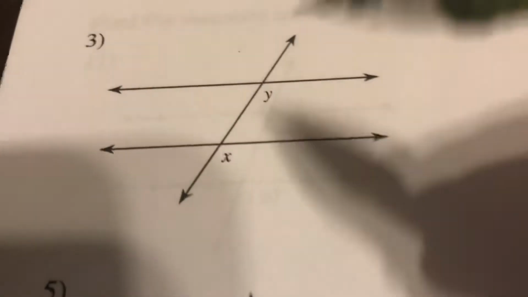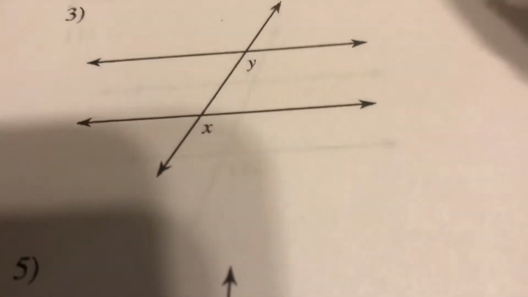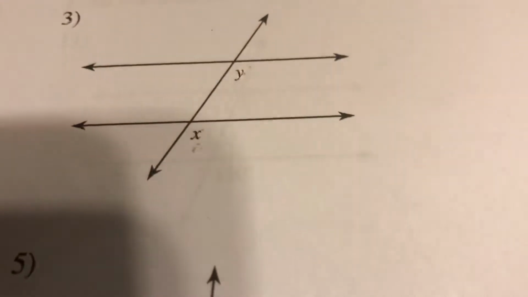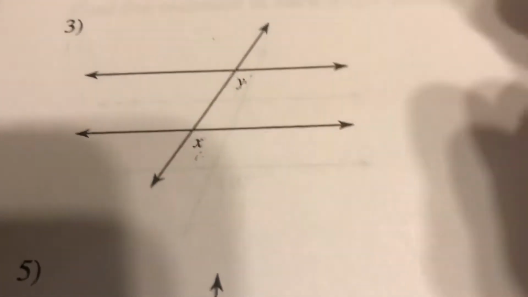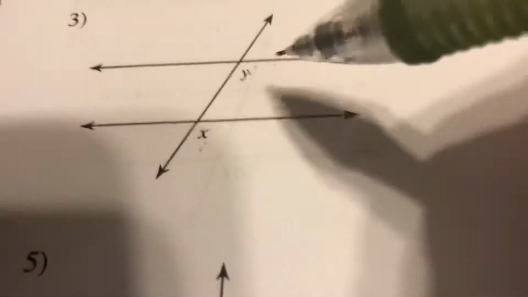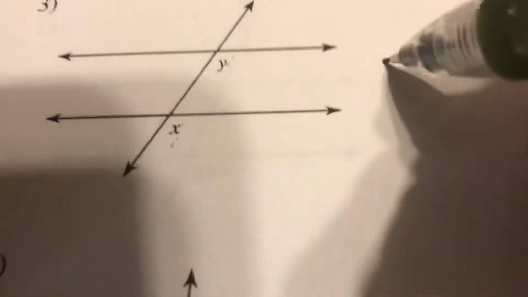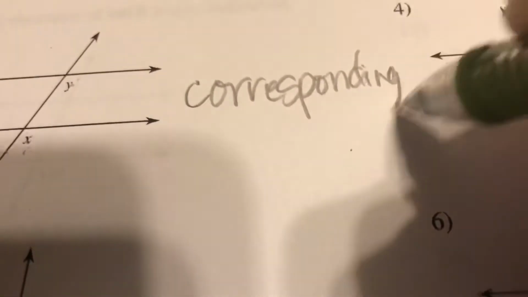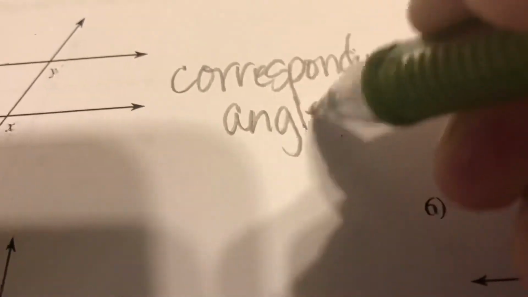If we take a look at number 3, you have y and x. They're on the same side of that transversal. They are both underneath their parallel line, and so we've seen that before. They're in the same location on the same side of the transversal, on different parallel lines. So these are corresponding angles. Okay?